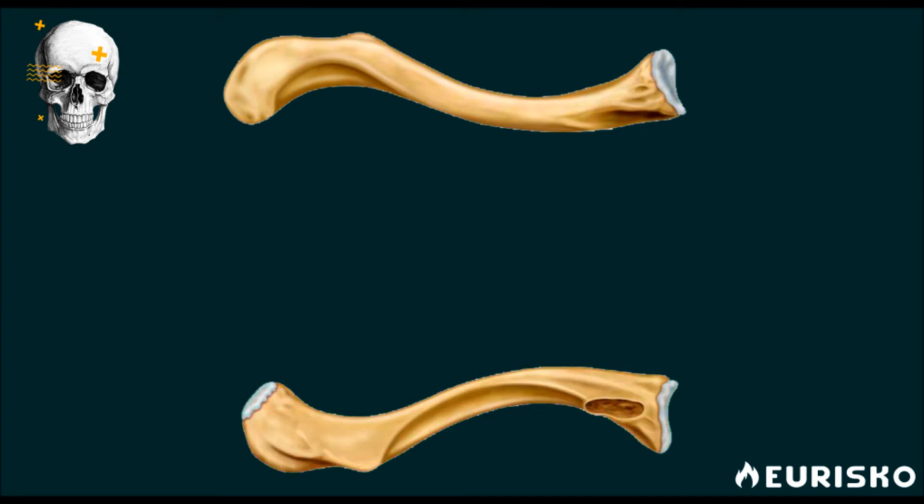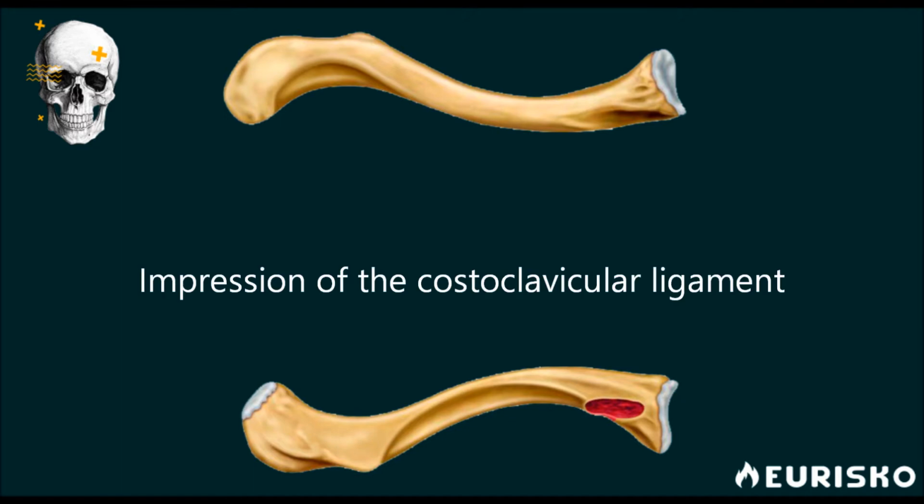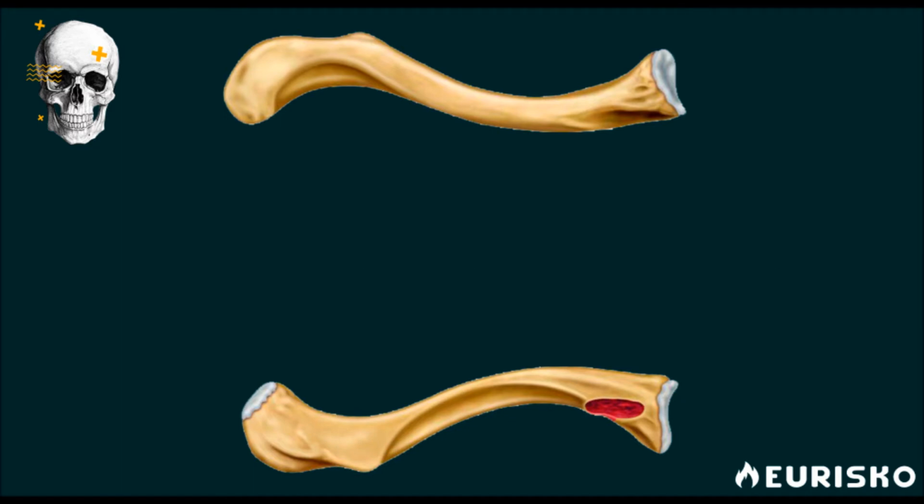The clavicle has two ends, sternal and acromial, and a shaft or diaphysis. How to distinguish the acromial and sternal ends? The conoid tubercle is situated on the acromial end, which is lateral by the way, and there is an impression of the costoclavicular ligament on the sternal end, which is medial. So, if I take a look at the clavicle once again, we will realize that this is a right clavicle.